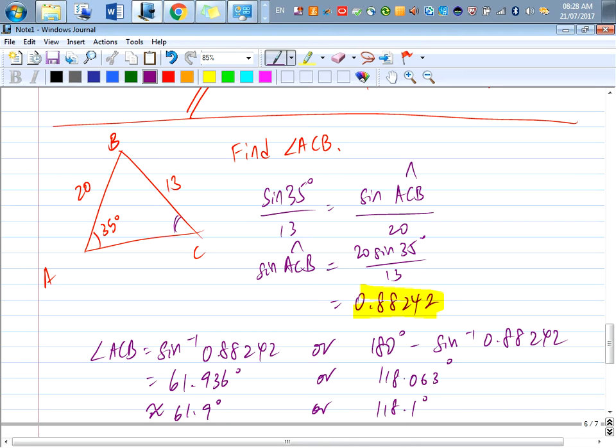However, if the question didn't give you the diagram, the question only tells you that in a triangle, AB is 20, BC is 13, angle BAC is 35. They never draw the triangle for you. Then you have to keep both angles. When you keep both angles, you realize that 61.9 plus 35 is less than 180, so it is a possible answer for angle ACB. Then 118.1 degrees plus 35 degrees is still smaller than 180 degrees, so this is still a possible answer.